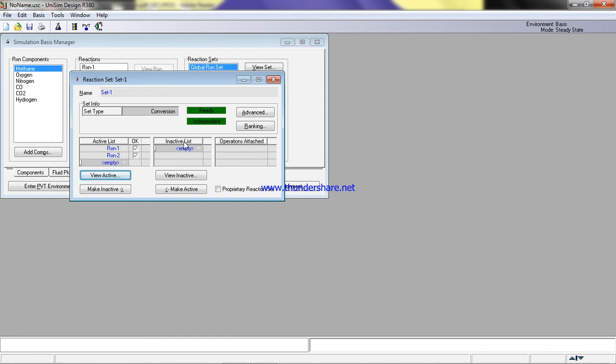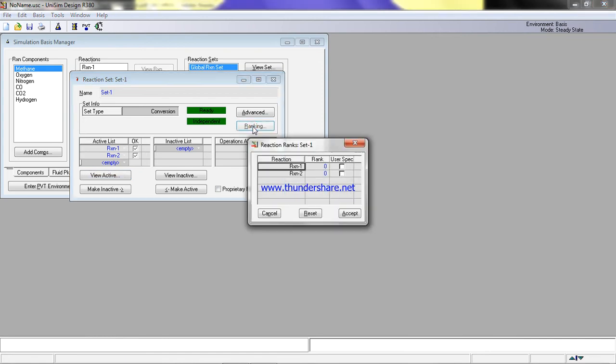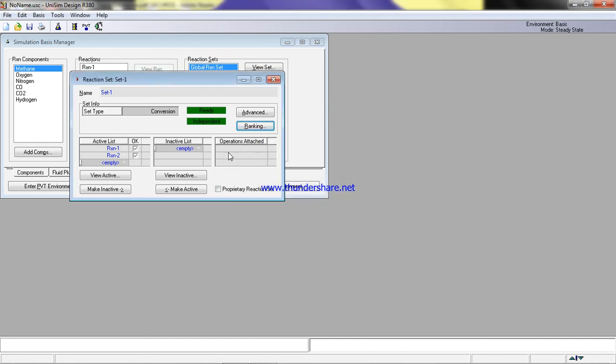Okay, so we want to rank the reaction. What order should the reaction occur? Should reaction 1 and reaction 2 occur simultaneously, or should one occur first? So we come to ranking, and then we activate it. You can just put here 1, 2, or 0, 1 if you want them not to occur at the same time. So I put 0, 1. That means reaction 1 should occur first before reaction 2. Okay, we accept that, and then I think we've added reaction set.